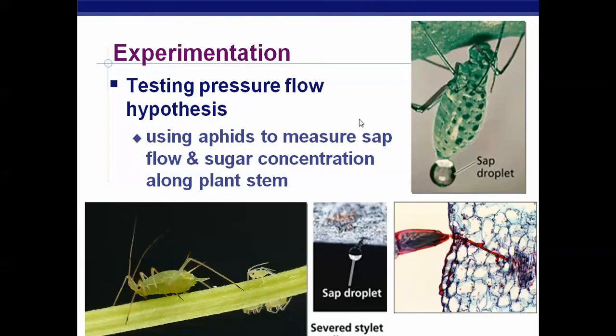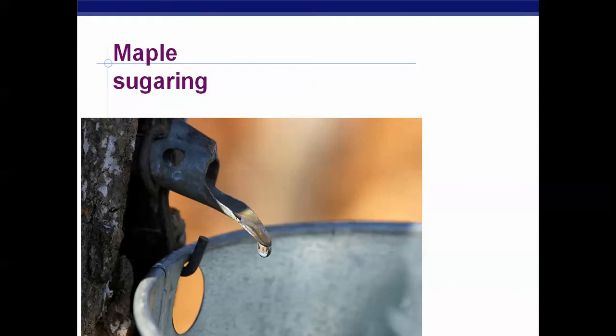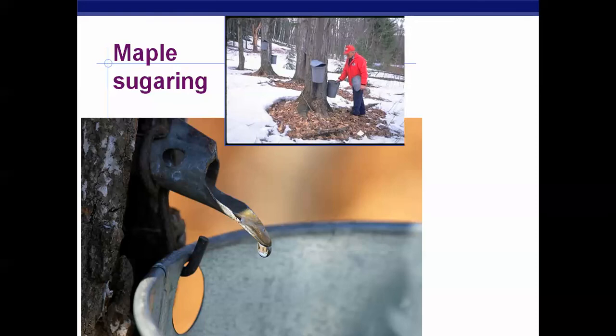So we've looked at this process and studied it in different plants and different animals. All the sap that you see on the side of a tree is simply the food from the phloem that we are sucking out. Maple sugar is developed and processed through the same process.